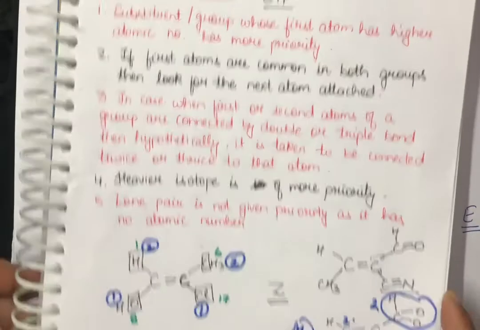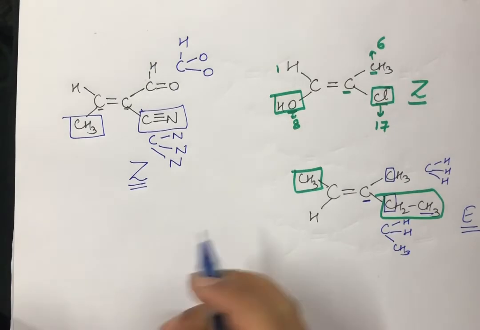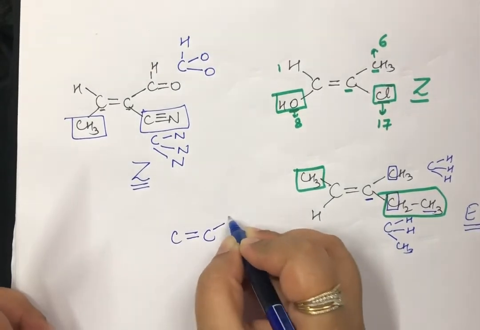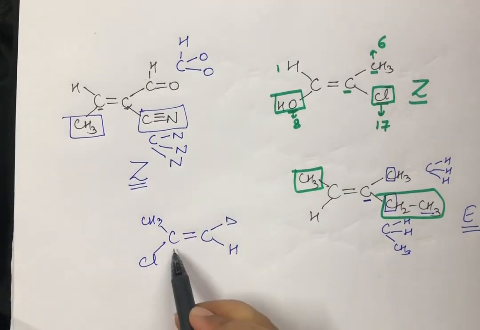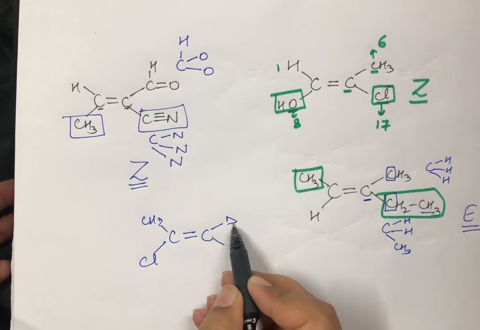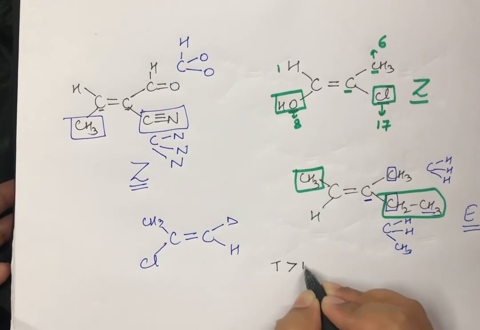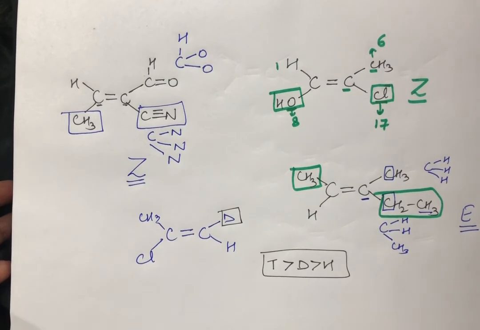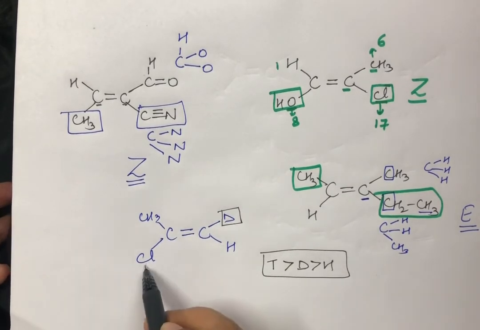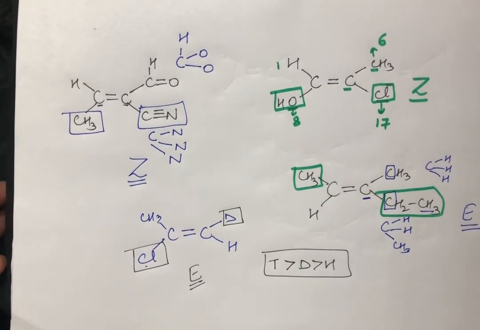Now the next rule says that heavier isotope is of more priority. So for example, I have a compound like this. So now what will happen is I have these two carbons here. This carbon has a deuterium and a protium. So out of these two, I have 3 isotopes for hydrogen. So heavier isotope is always the most preferred one or the most priority one. So out of this, deuterium is going to be of more priority. And in this case, it is chlorine and CH3. Chlorine is going to be of more priority. So what kind of configuration will it have? It will have E configuration.